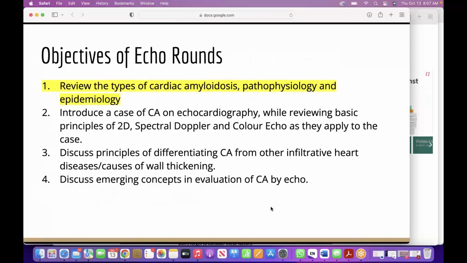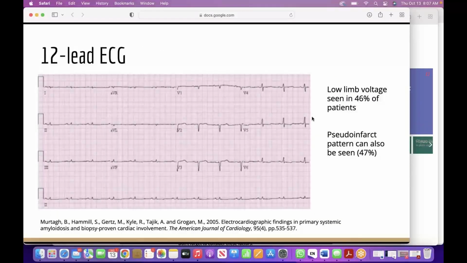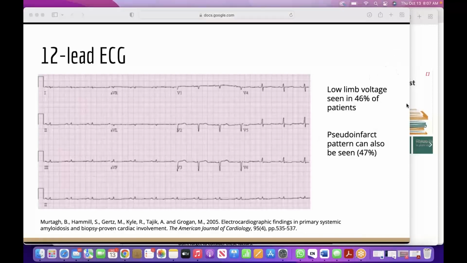So going to objective 1 of the echocardiogram review: the types of cardiac amyloid, pathophysiology and epidemiology. This was his electrocardiogram. This was one of the things that had tipped us off that this was more than just bread and butter congestive heart failure. He had low voltages on his electrocardiogram, especially in the limb leads, criteria being less than 5 millimeters. And he also had a pseudo-infarct pattern in his anterior leads with poor R-wave progression. In one chart analysis, this was seen in up to 46 to 47% of patients.